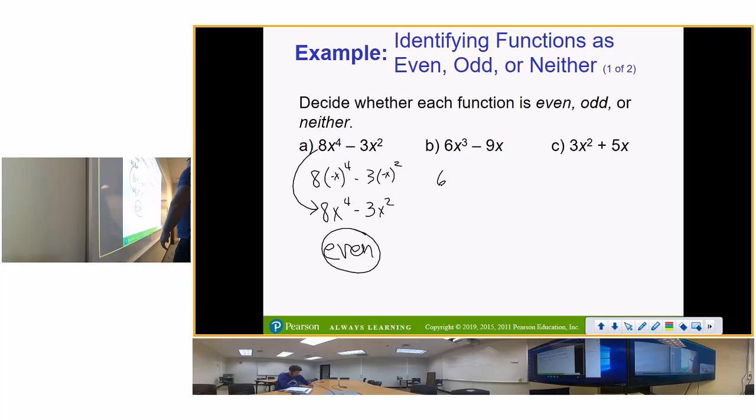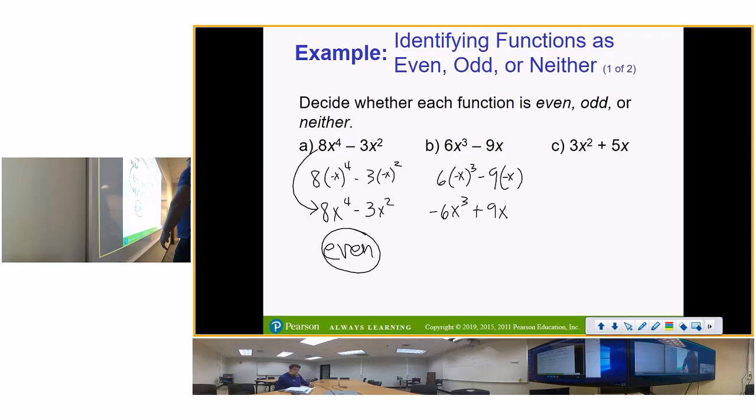6 parentheses cubed minus 9 parentheses. Plug in a negative x. And we get 6 negative, what is negative x to the 3rd? That's going to be what? Negative x to the 3rd. And then plus what? 9x. Well, that's not equal to this.